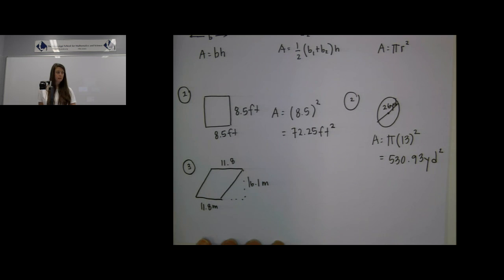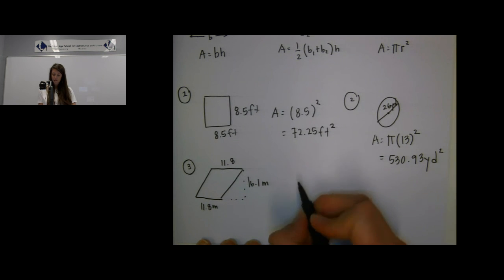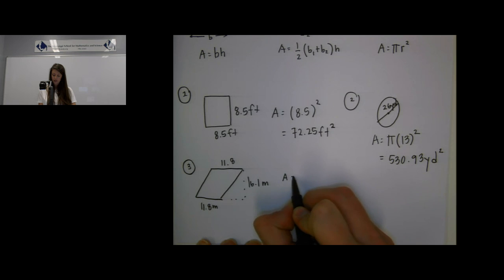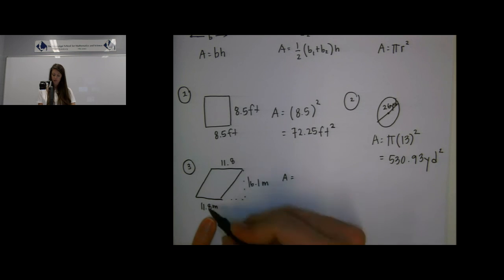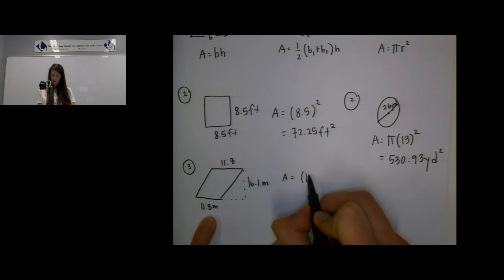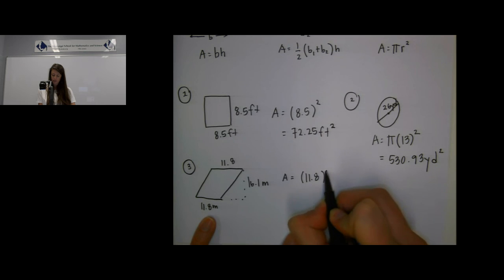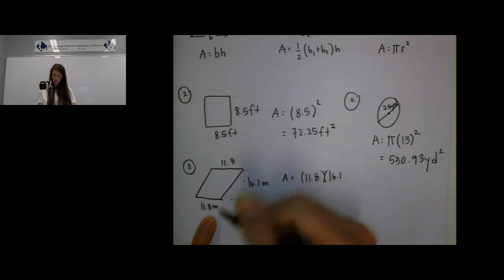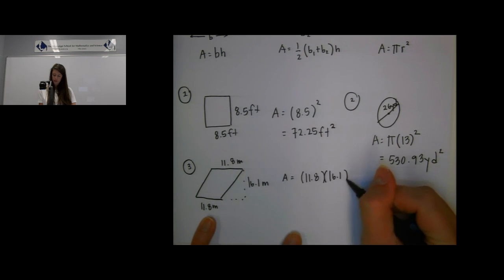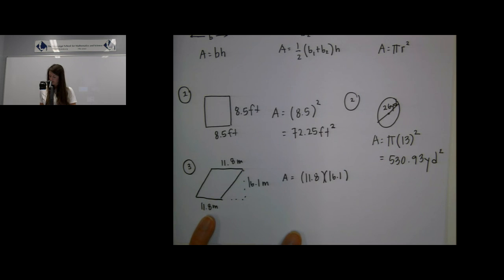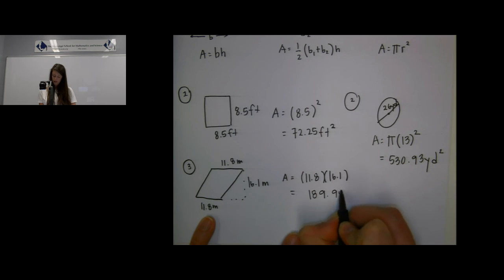Okay, this is ugly, but this is a parallelogram here. So the area here is going to be your base because you have equal bases here. So it's going to be 11.8 times your height, which is 16.1. And these are meters. So 11.8 times 16.1. So that is 189.98 meters squared.